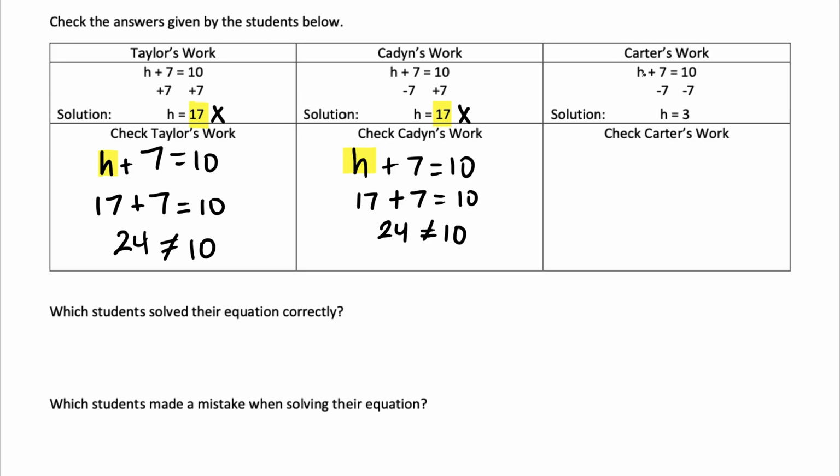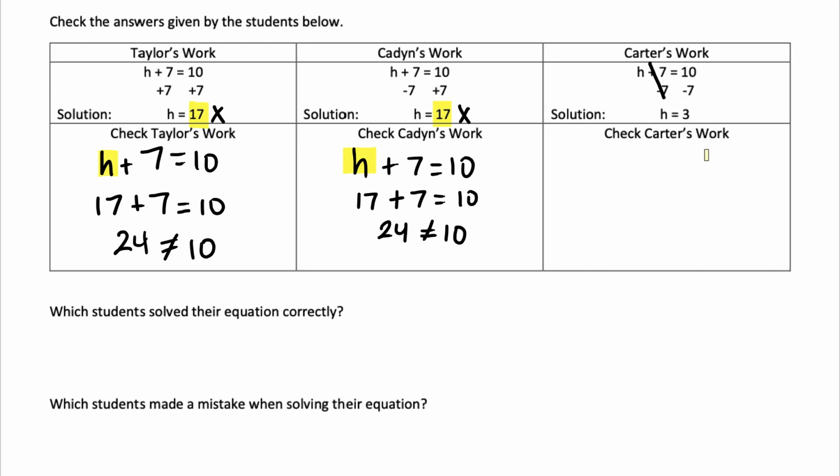Over here, we have the equation h plus 7 equals 10 again. Carter this time subtracted 7 from the left side and subtracted 7 from the right side. So he did the same thing on both sides of the equal sign to keep things equal or balanced. And what he really did here is he took 7 away from either side. What that does is that positive 7 and negative 7 turn into 0. And that leaves us with h equals 10 minus 7, which is 3.